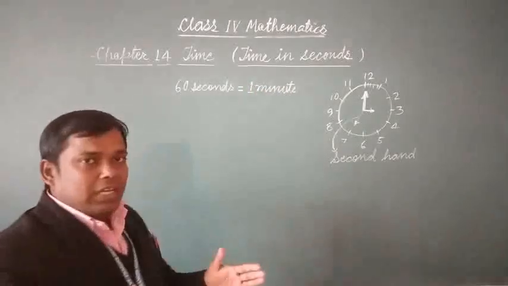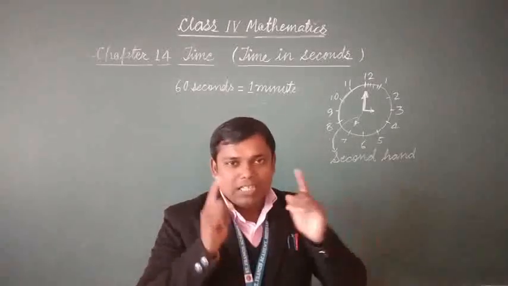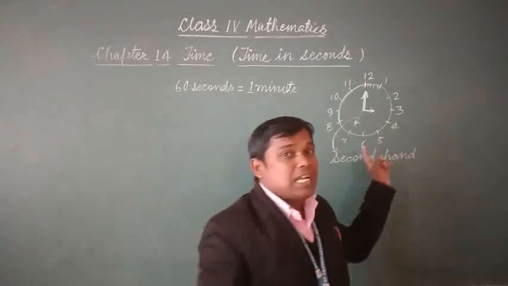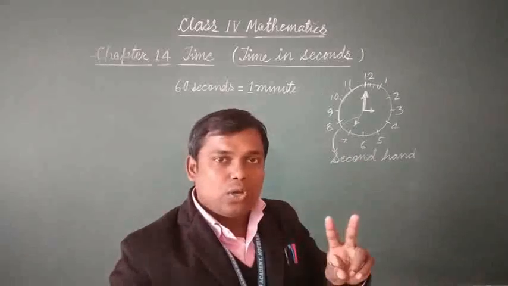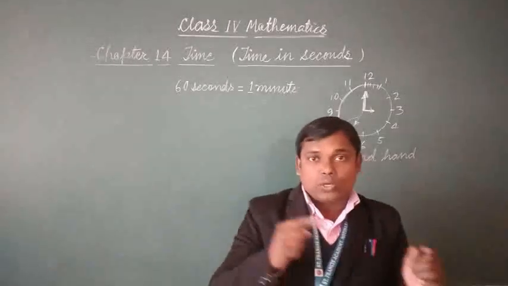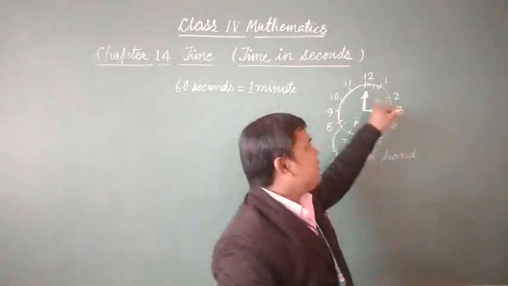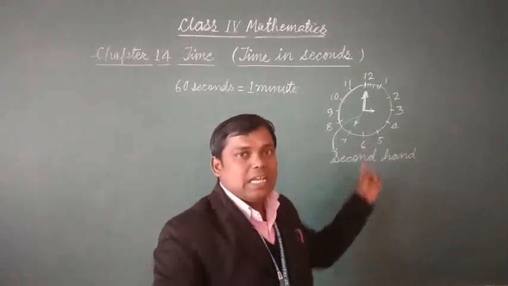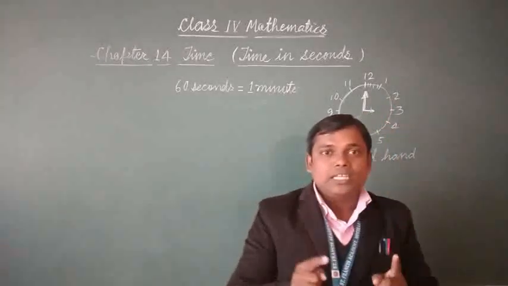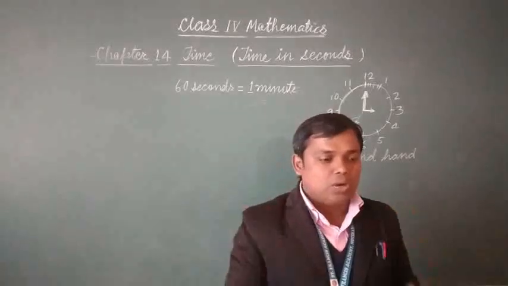So if anybody asks now which hand moves faster in the clock, then your answer will be the second hand. If only two hands are shown and then asked which hand of the clock moves faster, it is the minute hand. But if all three hands are shown, second hand, minute hand and hour hand, then your answer will be the second hand moves faster in a clock.